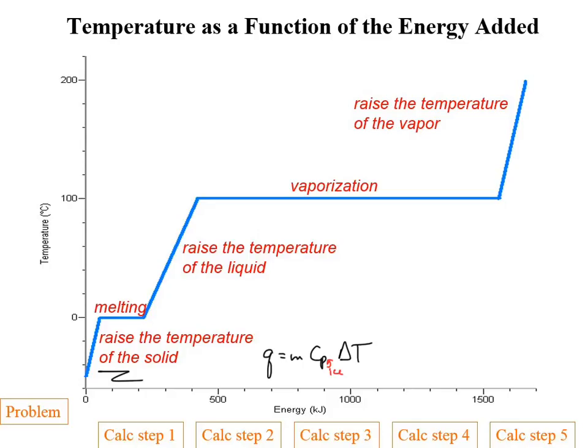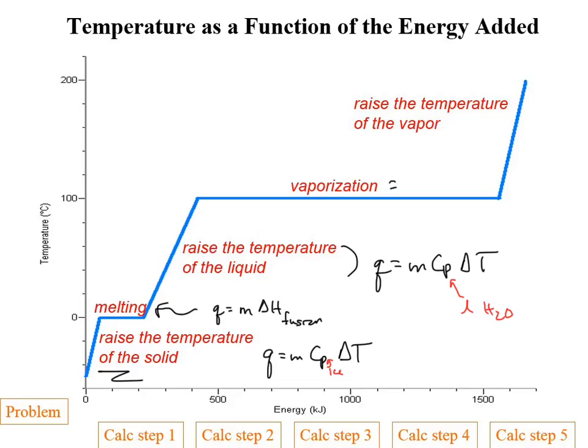And then the next one, the melting, that's where we're going to use Q is equal to the mass that we're melting, which is that 50 grams times delta H fusion. And this one right here, we go back to Q is equal to MC sub P delta T, and now the specific heat you're using is of liquid water. And then for vaporization, we got the Q is equal to the mass that you're vaporizing times the latent heat of vaporization, delta H vap.